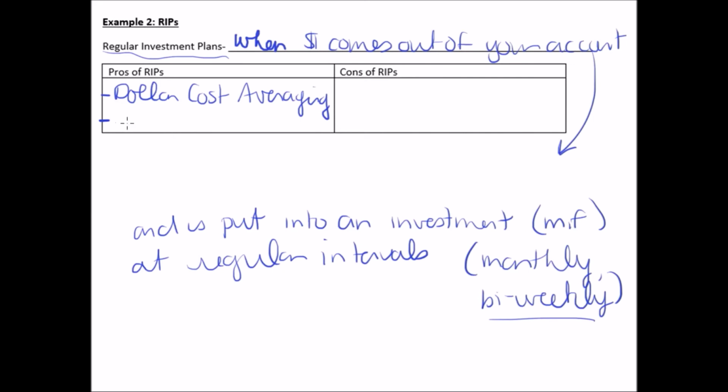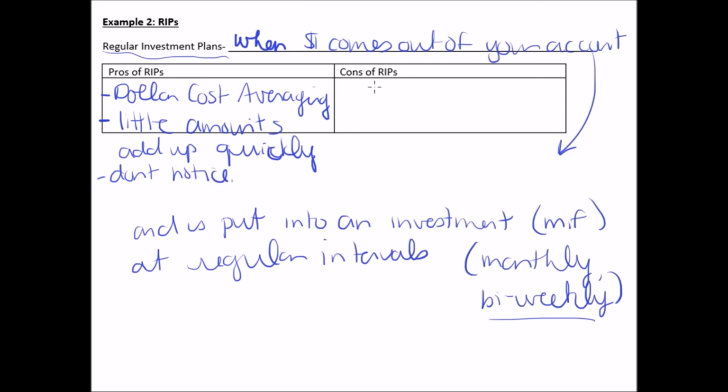Okay. Another pro is that people don't notice it coming out. So it's just a little tiny amount, maybe $50, $100, but then it adds up quickly. Little amounts add up quickly. So if you can go without, I think we can all go without maybe $50, but at the end of the year, can you go without $600? Like, that's a lot of money, right? You don't even notice.